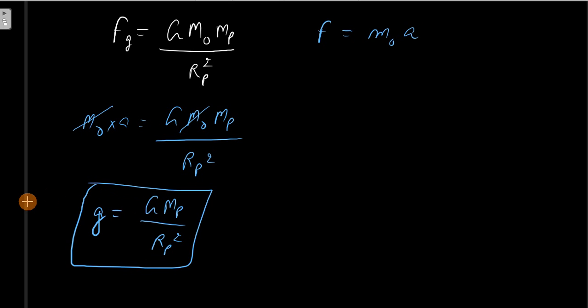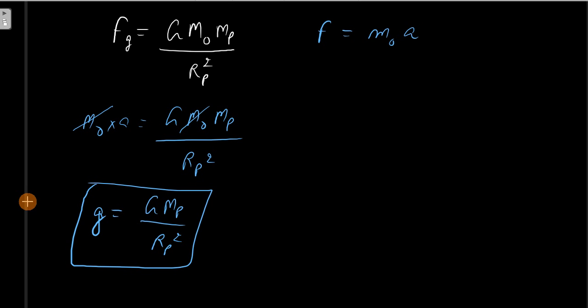Okay, so the value of g depends on the mass of the planet and on the radius of the planet. Small g does not depend on the mass of the object or the radius of the object. Okay, so this is how we can find the value of g.